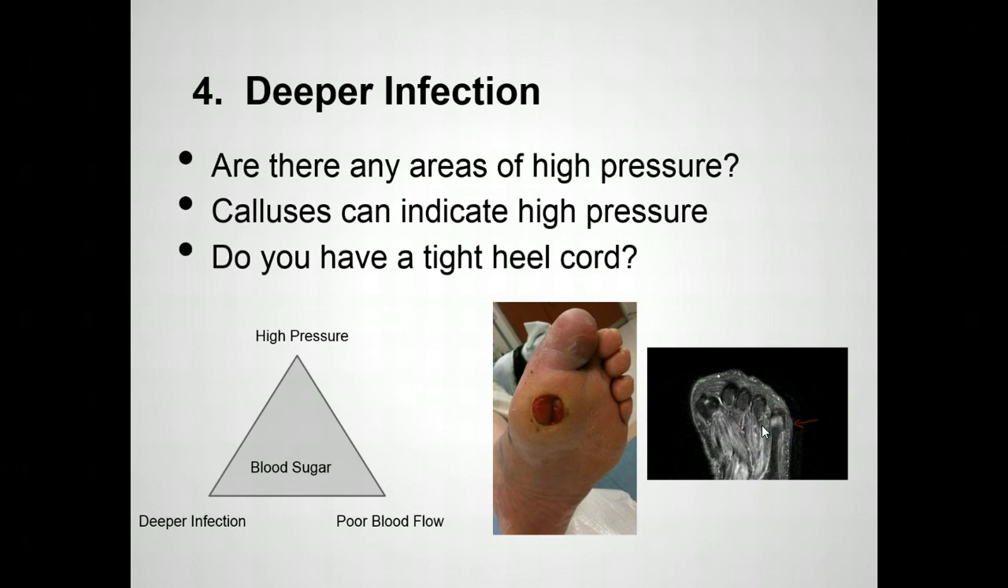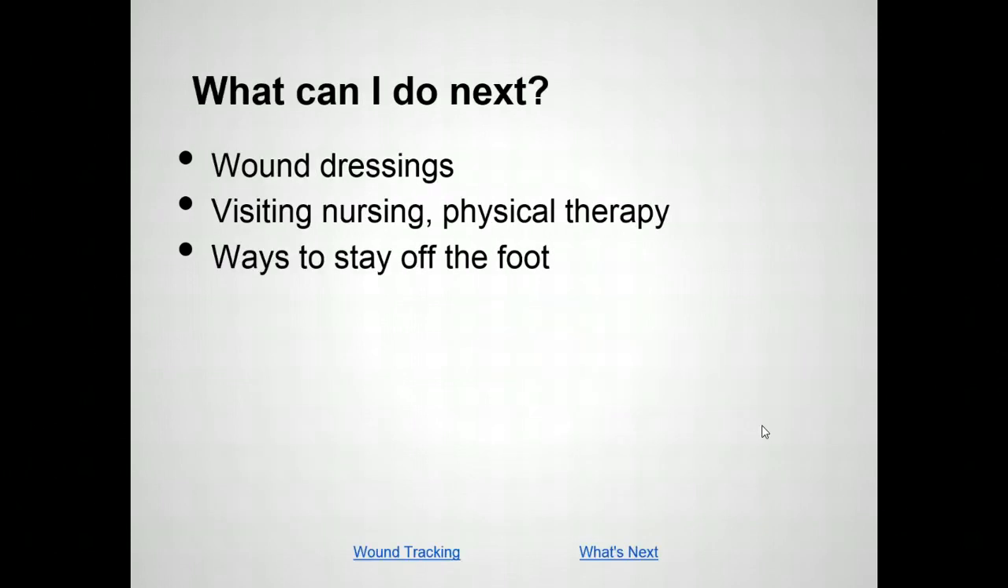So with a wound, what can you really do next if you have a wound? You have to determine what type of dressings you need, determine if you need nursing or physical therapy at home to help you stay off the foot, and then really determine how you are going to stay off the foot.